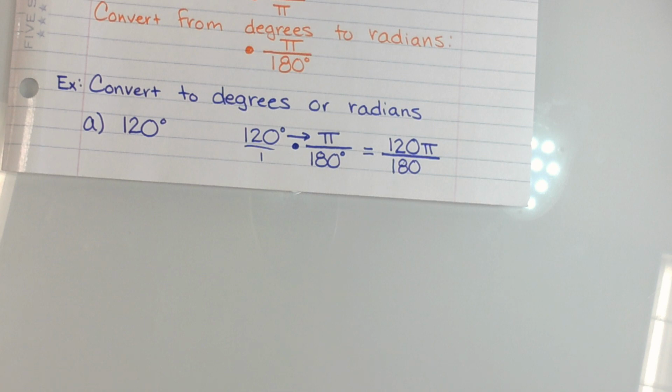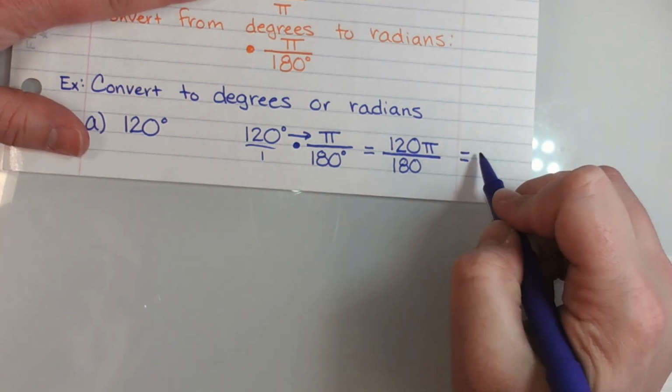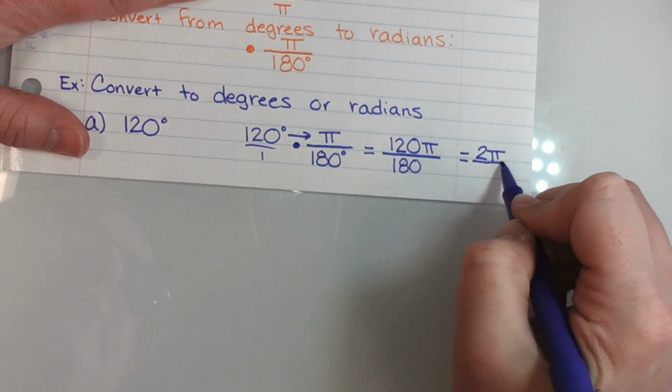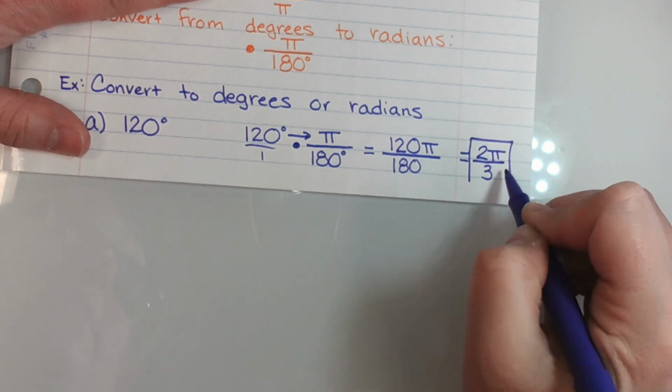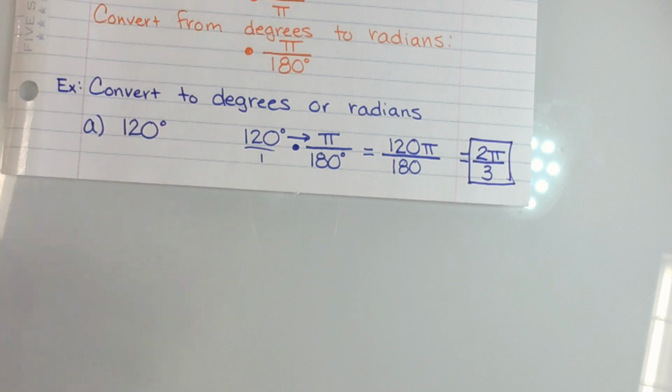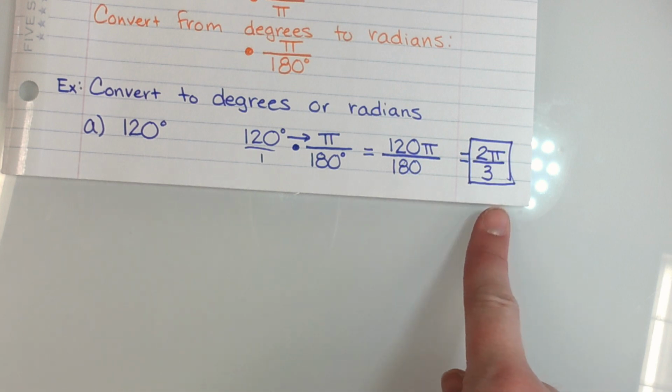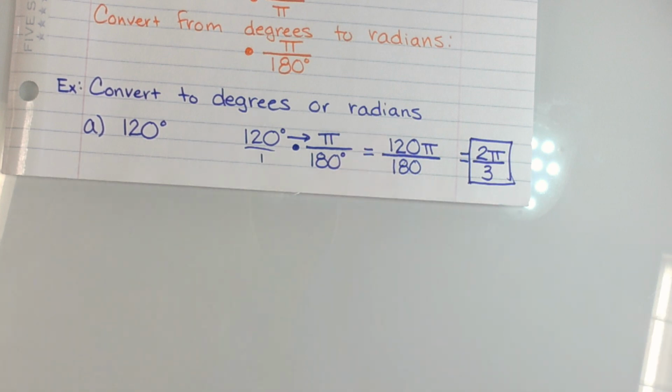120 and 180 both divide by what number? Both divide by 60. What's 120 divided by 60? 2. What's 180 divided by 60? 3. It's 2 pi over 3. You can use your calculator to help you simplify, but you don't put the pi into the calculator. You put the pi on the answer. The calculator, you would just do 120 over 180 and make it simplify the fraction.